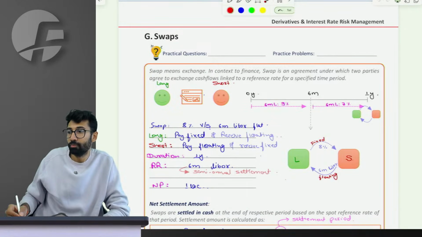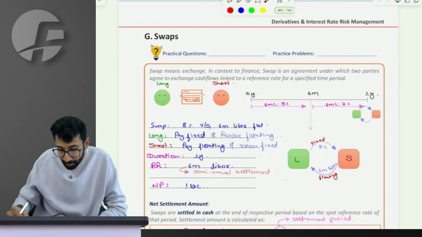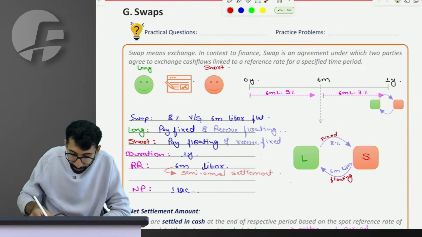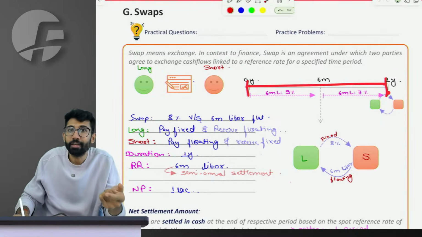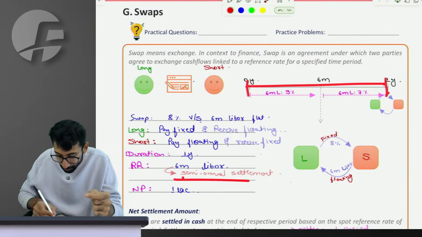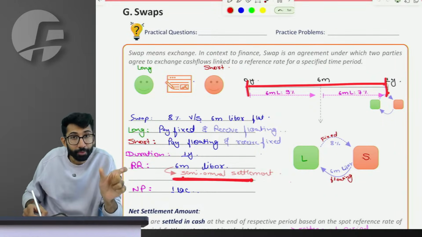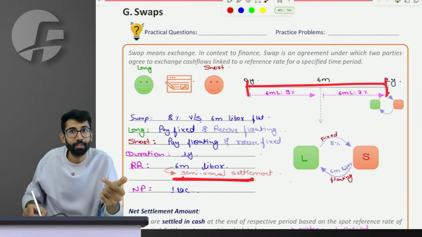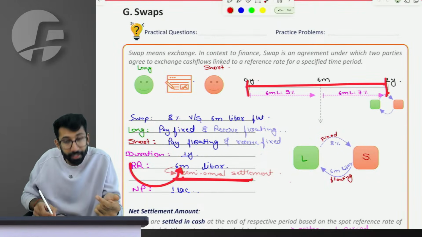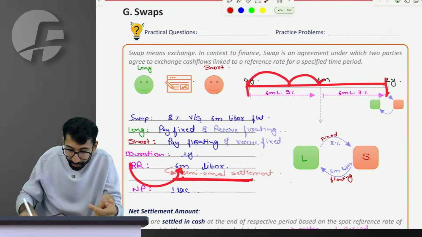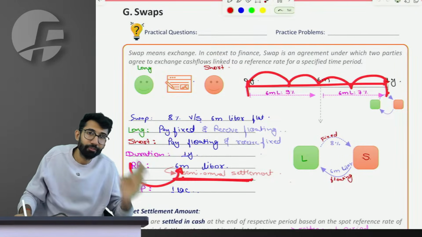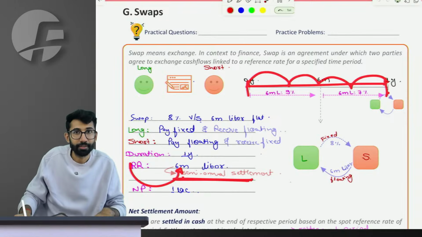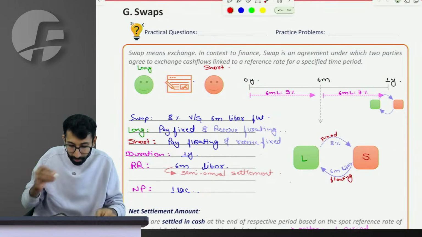Are you understanding it? Meaning, in a period of 1 year, swaps can have multiple settlements depending upon the settlement frequency. Not compounding frequency, settlement frequency. If the reference rate is 3-month LIBOR, then it gets decided every 3 months. The settlement of fixed versus floating will happen every 3 months, which means 4 times in a year. Sir, next.